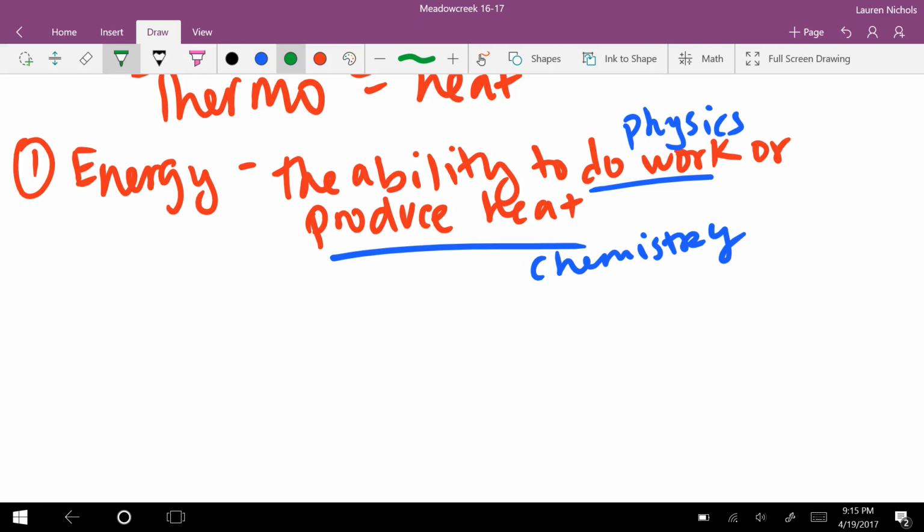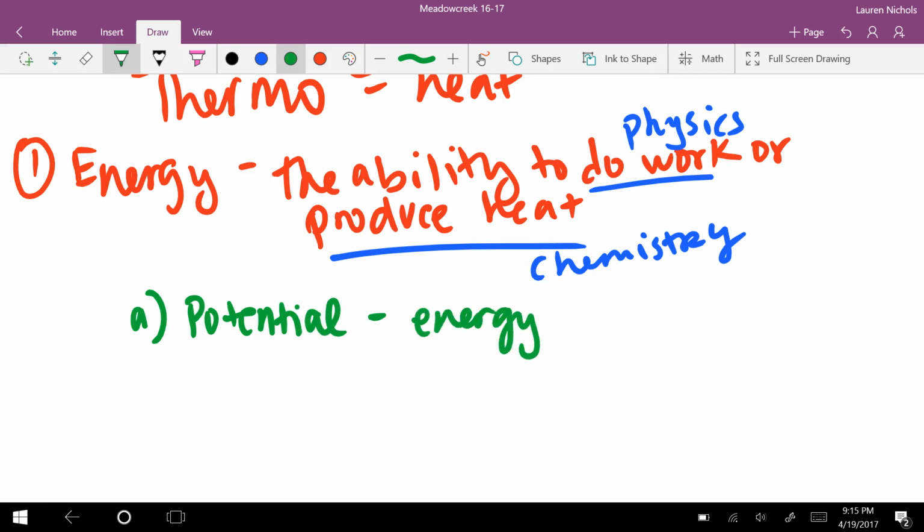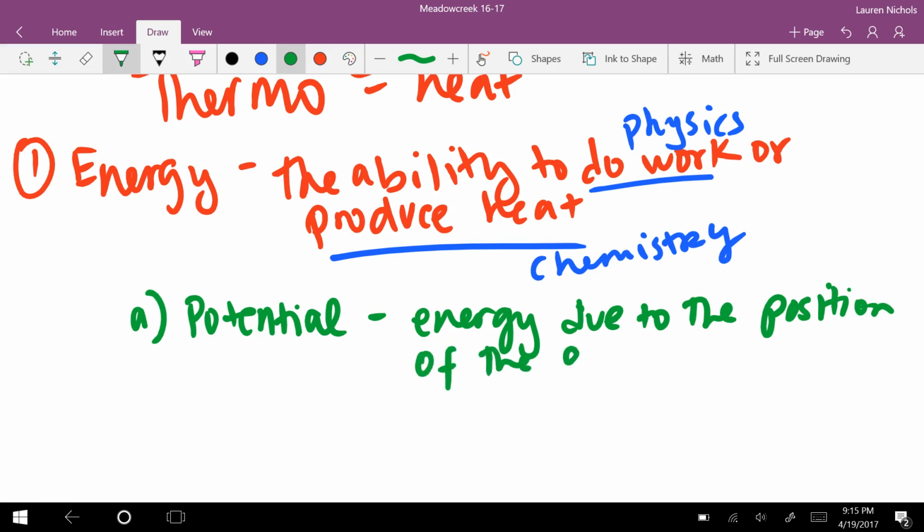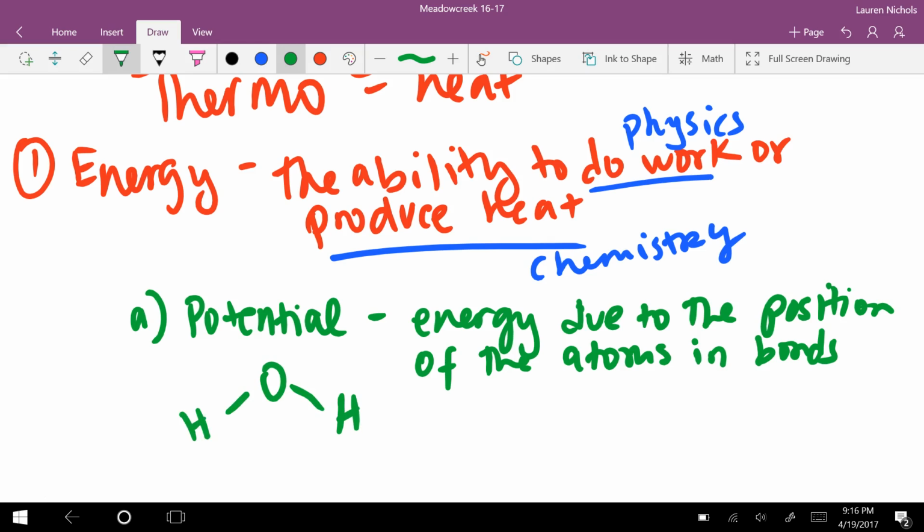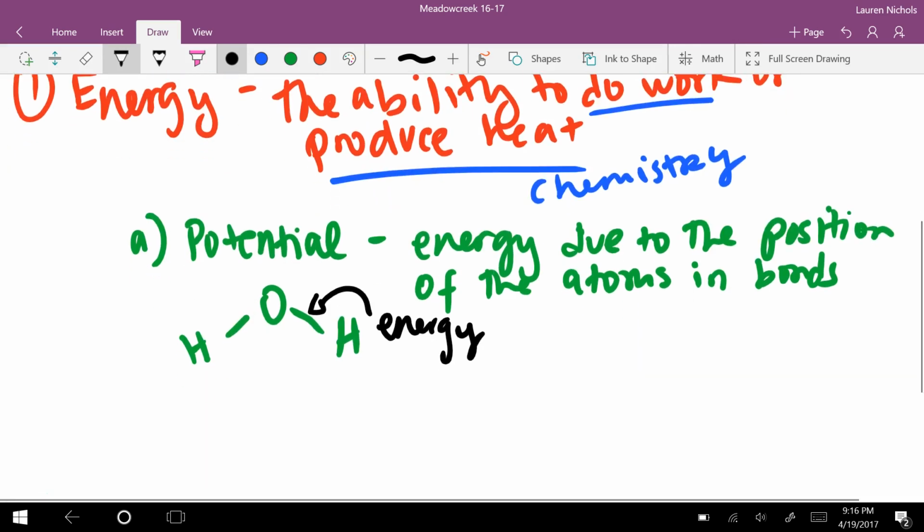Now, with energy, we have two different types. We have potential energy. In chemistry, it's called chemical potential energy, and it's the energy due to position. That position part is the potential of the atoms in the bonds. If you look at something like water, which is H2O, two hydrogens and one oxygen, we know that energy is stored in those bonds.